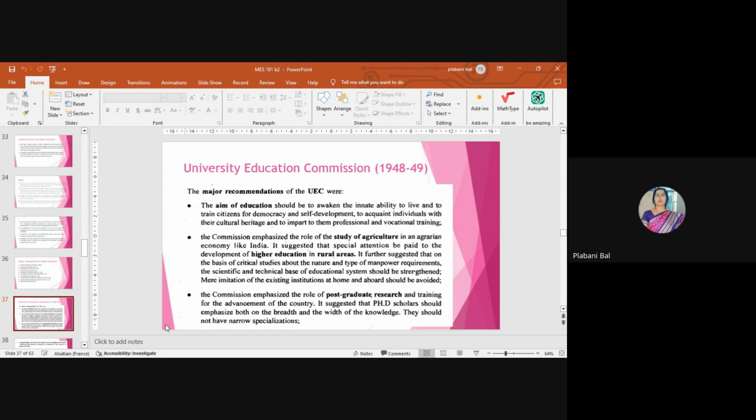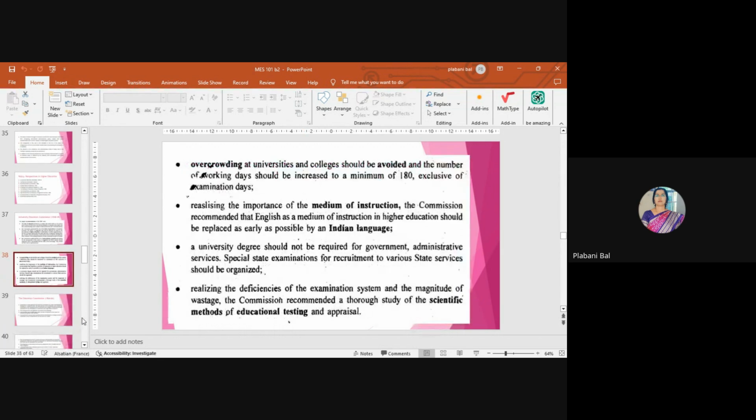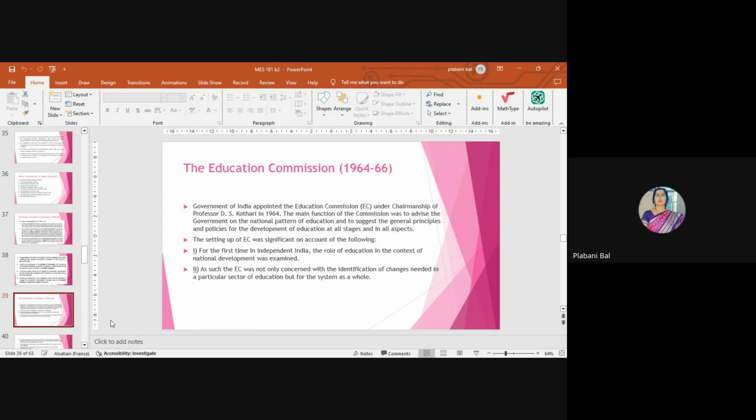So these are some of the recommendations related to higher education. Then we will proceed to the next education commission, that is the 64-66 commission. But in the meantime, there was a commission, the 52 commission or Secondary Education Commission, but as we are discussing the higher education system, that's why it is skipped. We have skipped this.